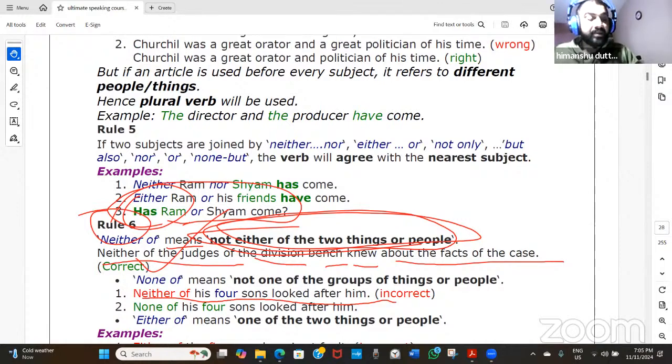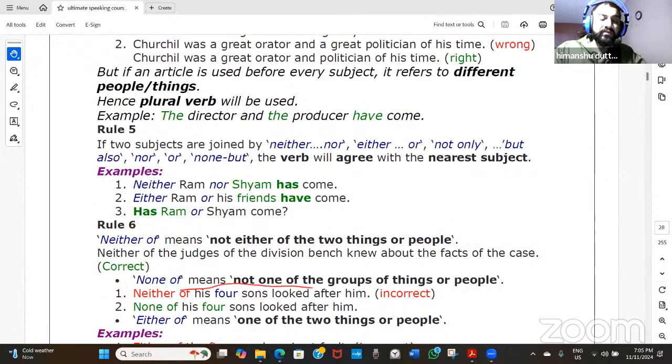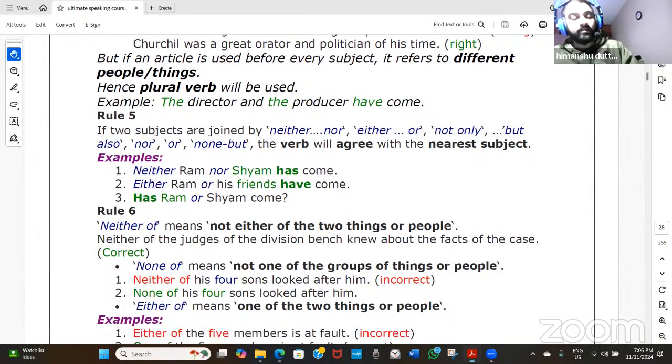So remember that. None of means not one of the groups of things or people. None of can be used in either scenario. It can be used for two persons, for four persons, or for any number, but it should not be singular. Okay, remember that.